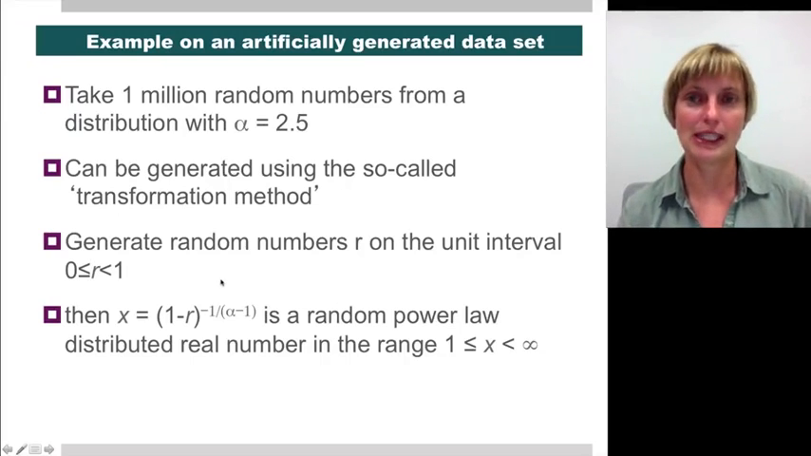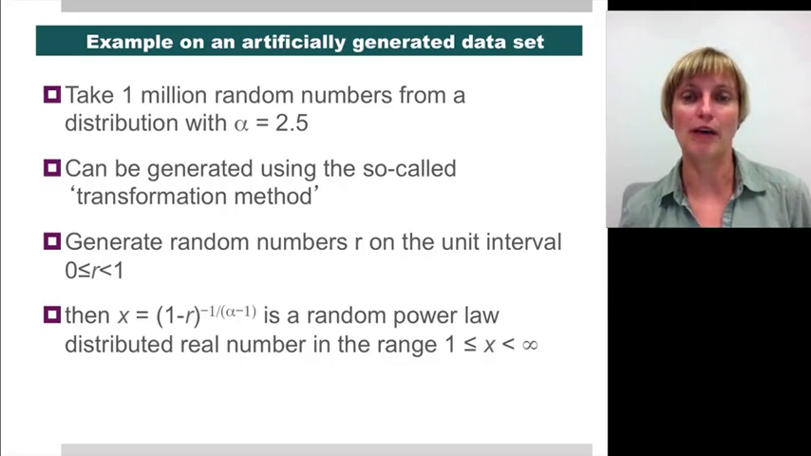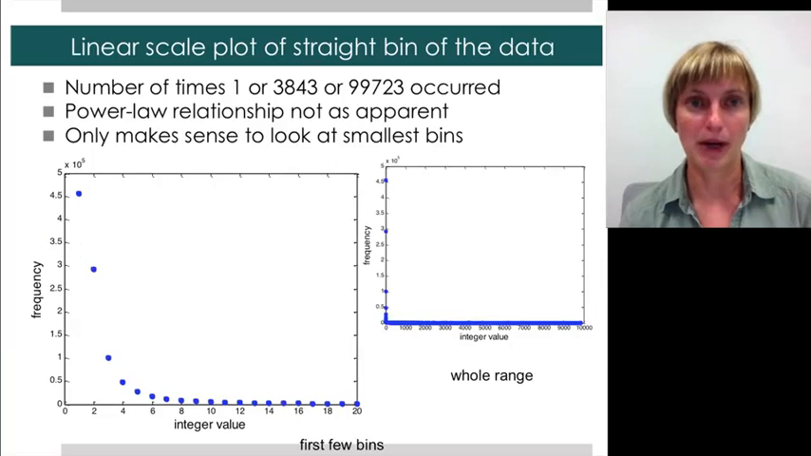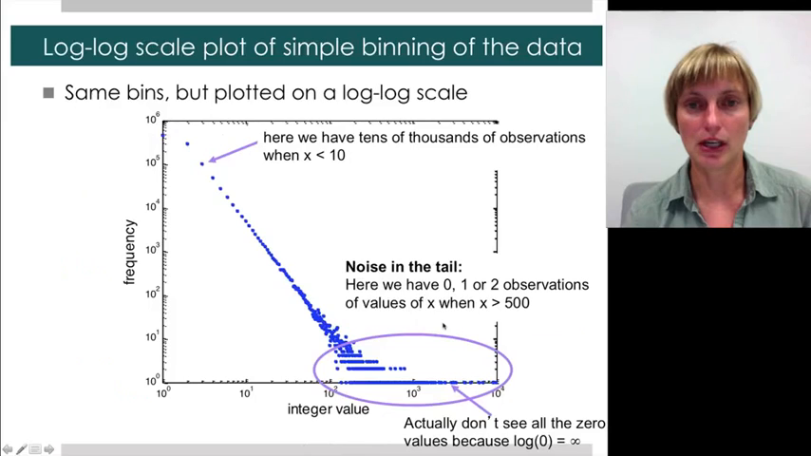Let's first see what it looks like on an artificially generated data set. So I just generated lots and lots of random variables, but I generated them in such a way that they're distributed according to an alpha exponent of 2.5. So we're going to know that a fitting method that gets close to 2.5 is actually a better one. So we're going to start with our little linear scale plot, and you see it already seems to zero out by the time it gets to 20. And over the whole range, we just see this L, which isn't very informative.